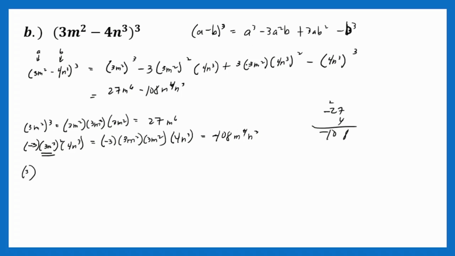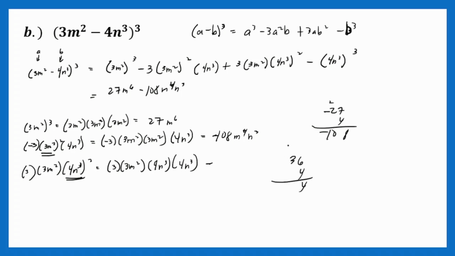So, 3 is positive times 3m squared, 4n cubed squared. Ayan. So, ito muna, yung may squared sa labas, pahabain natin. 3m squared, tapos 4n cubed times 4n cubed. So, dalawang beses mag-a-appear na nakamultiply yung 4n cubed natin. Tapos, after that, ita-times natin ito. 3 times 3 is 9. 9 times 4 is 36. 36 times 4 is 144. So, we have positive 144.